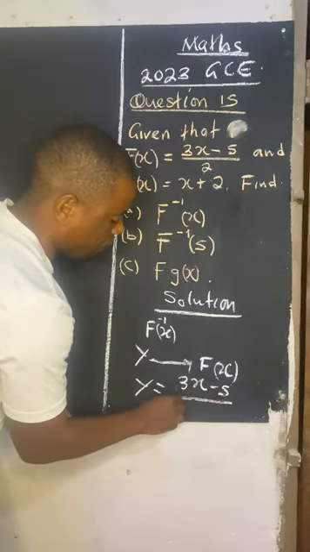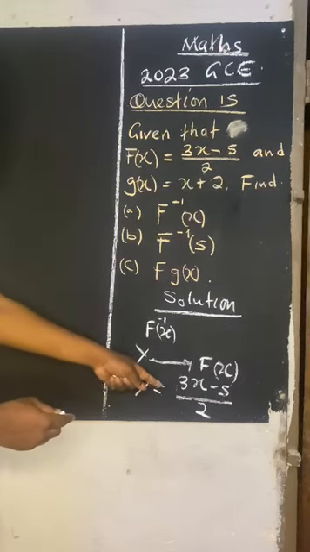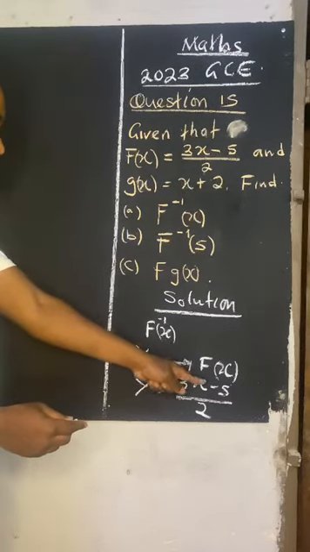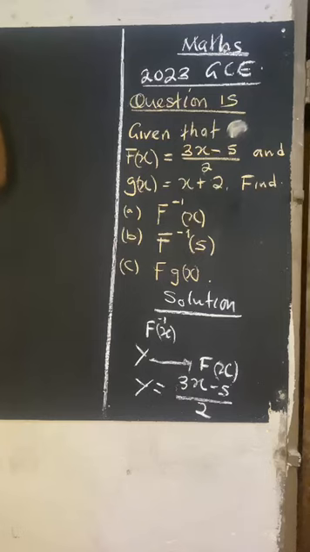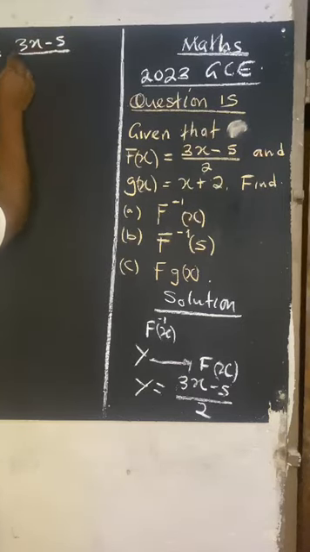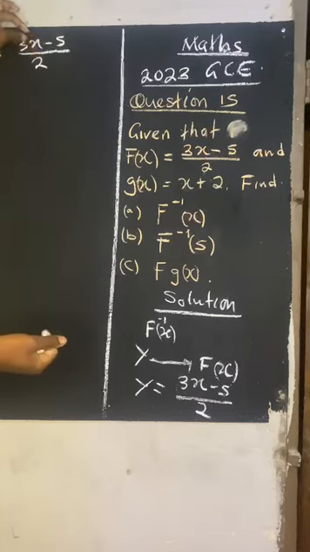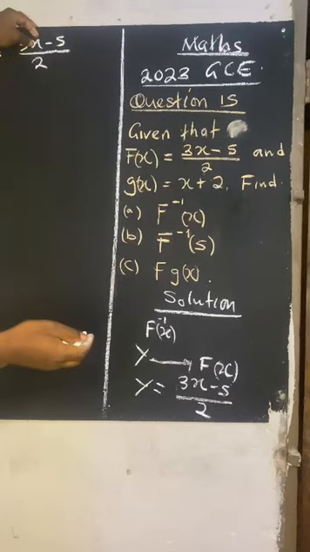minus 5 over 2. Okay? So y equal to 3x minus 5 over 2. So you can write here y equal to 3x minus 5 over 2. So in other way around, what we're trying to solve here, we're trying to make x the subject of the formula.